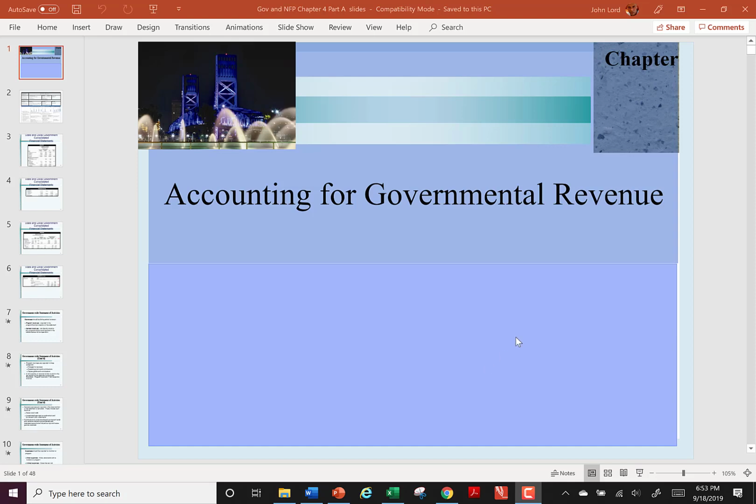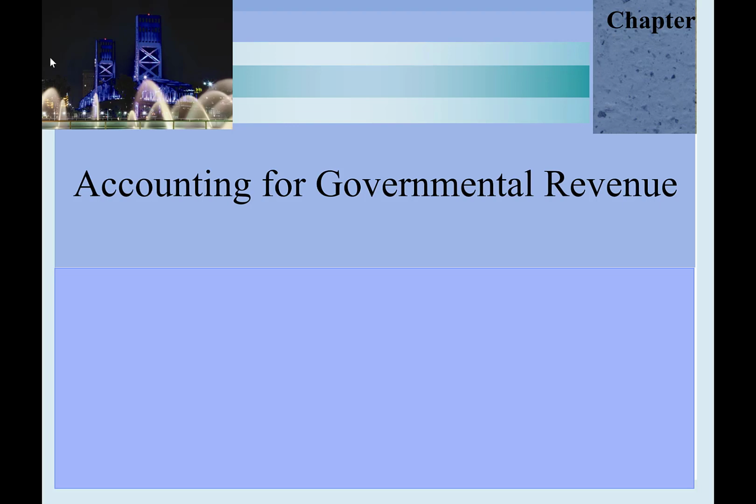Okay, so you can see that I have the slides up, which are going to be Chapter 4A. We've broken Chapter 4 into two sections, one dealing with the revenue side of things. Chapter 4B will deal with the expenditure side of things. I think that's just better bite-sized pieces for us if we break these two up.